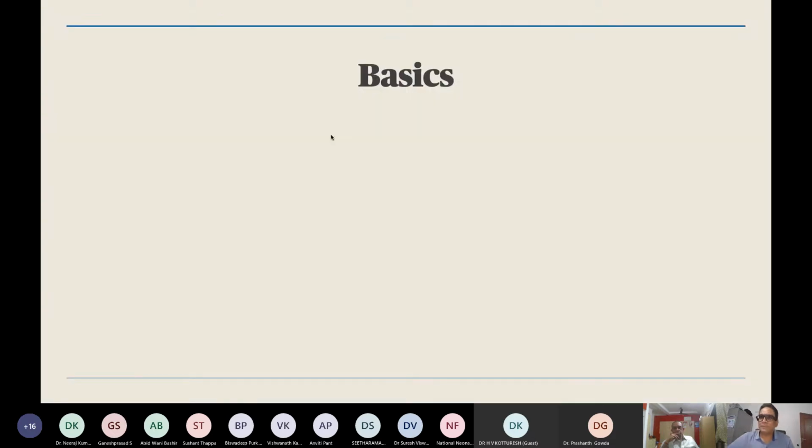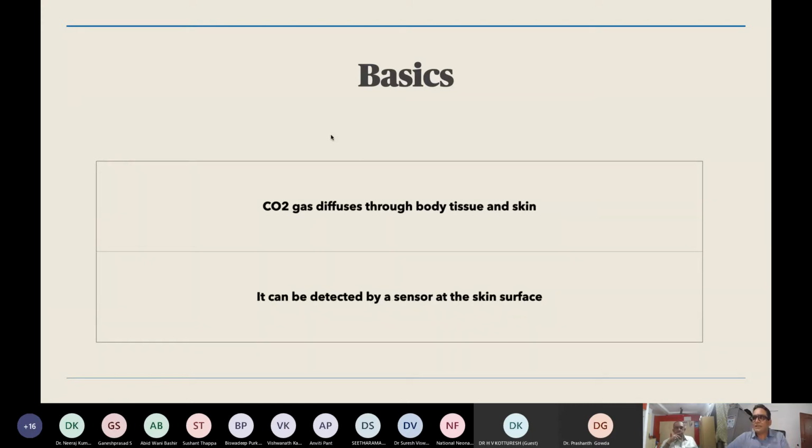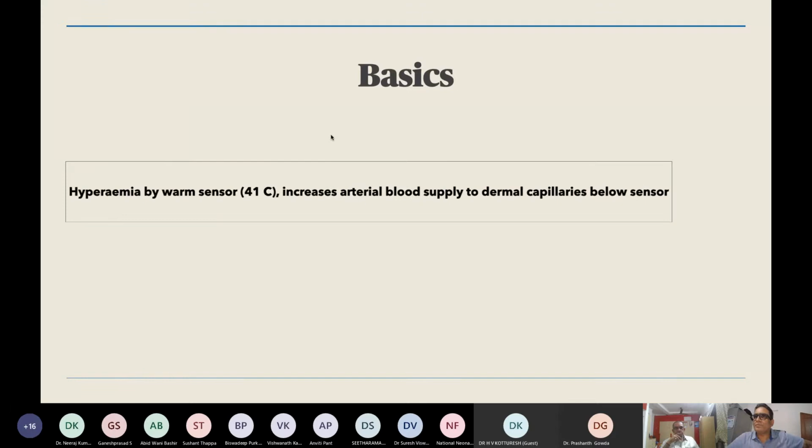popularity. So what is the basis of transcutaneous CO2? Basically, carbon dioxide diffuses through the body tissue and also the skin, and it can be detected by a sensor placed at the skin surface. That is the basic concept. When you warm the skin to 41 degrees Celsius, that increases the arterial blood supply to the dermal capillaries below the sensor.